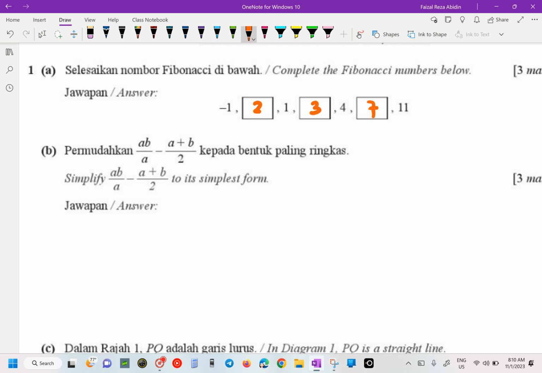Understand? Yeah. Okay, because we are going to get 1 over here. So, negative 1 plus 2, we are going to get 1 here. And then to get 4 here, you are going to have 1 plus with what number to get 4? 3.